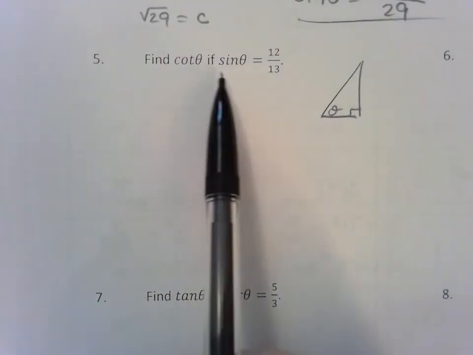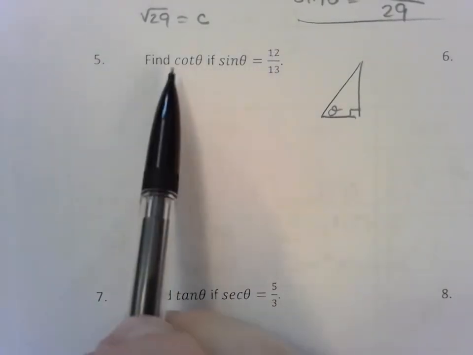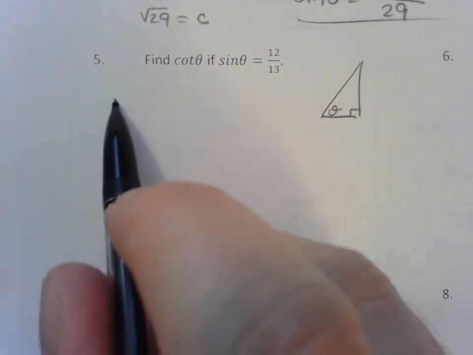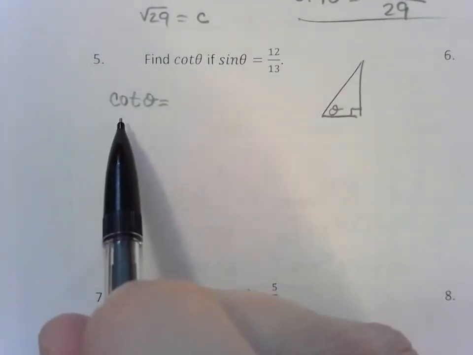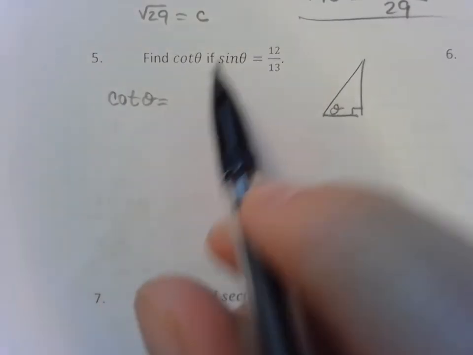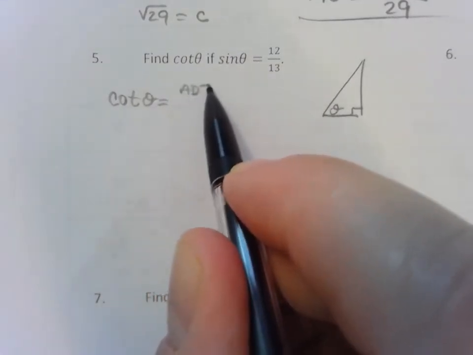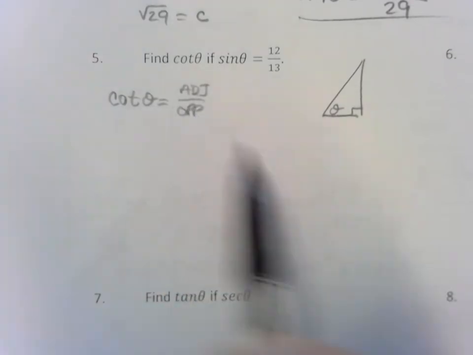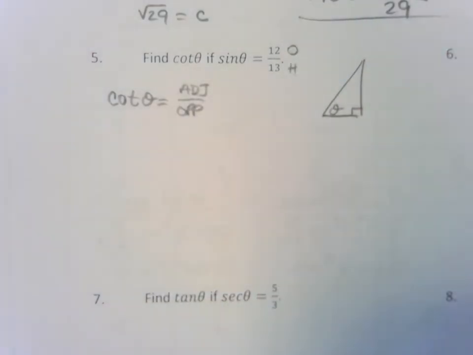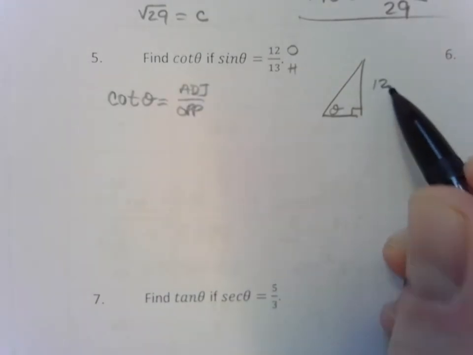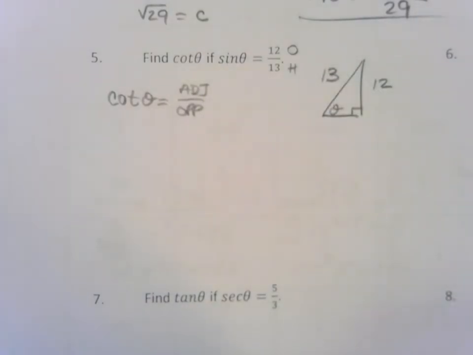Now the sine of theta is 12 over 13. Find the cotangent. The cotangent of theta now is the reciprocal of tangent. Tangent was opposite over adjacent, so that's adjacent over opposite. Sine represents opposite over hypotenuse. Mark the opposite side and the hypotenuse.